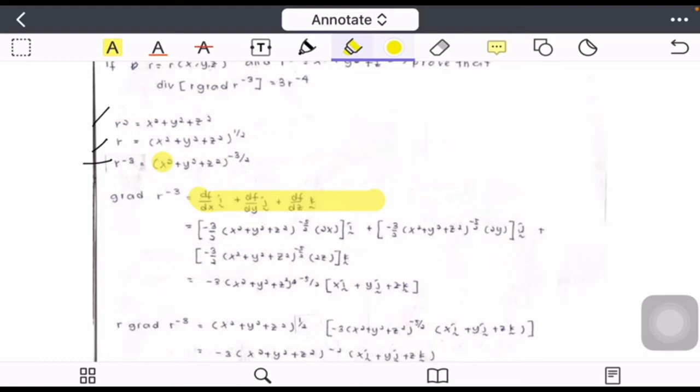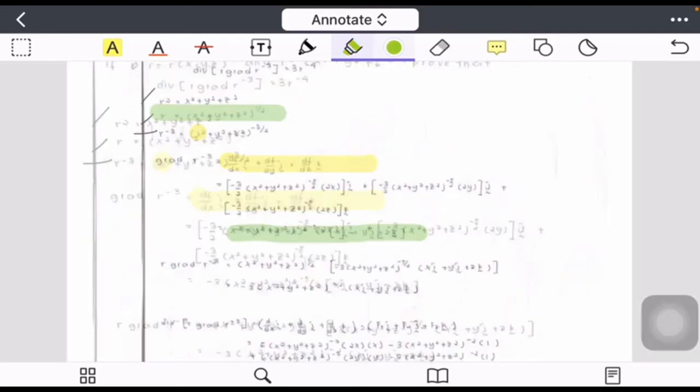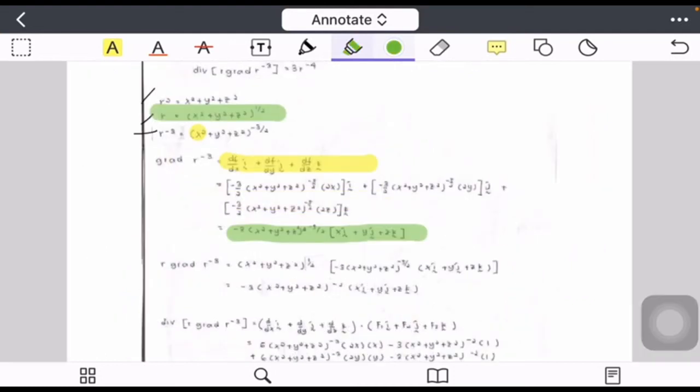Seterusnya adalah r gradient r power negatif 3. r kita dah dapat daripada awal tadi, iaitu r sama dengan (x squared tambah y squared tambah z squared) power 1/2 darab dengan jawapan yang kita dapat tadi.